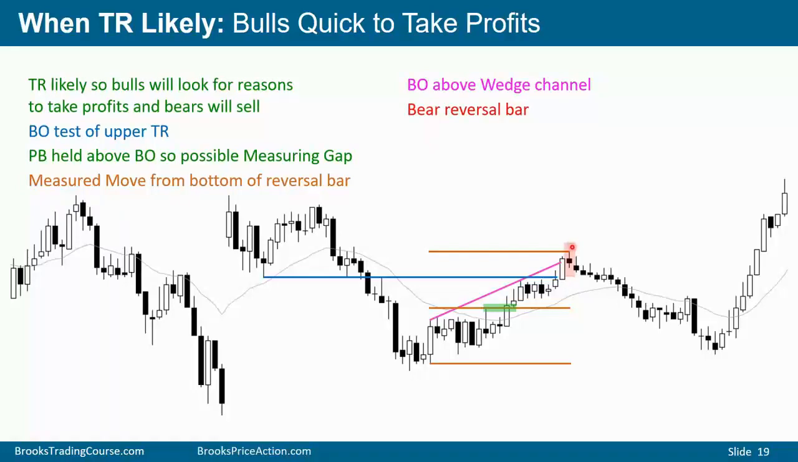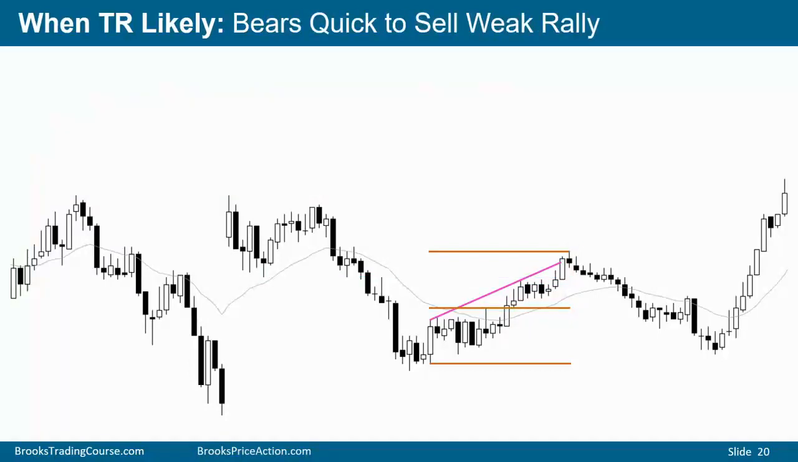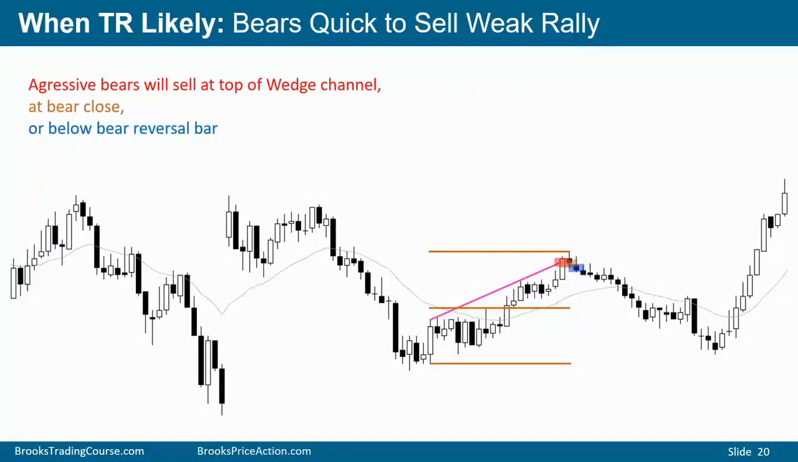For the bears, they have a decent sell signal bar. Now they have a wedge rally. It's a reasonable short. Aggressive bears will sell the close of this breakout bar. Even though it's not particularly big, it's the biggest bull bar in about 20 bars, and therefore likely to be a climactic end of the rally.